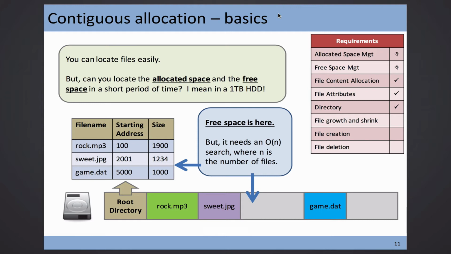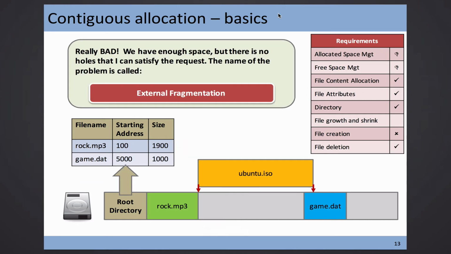Now, let me show you problematic file operations. I mean, possible, but they don't always happen. Is adding a new file like this. Can you find a hole that is big enough? You cannot find a hole which is big enough, but what is the free space available? The free space is enough for the Ubuntu.iso, but there is no such hole. What should you do? Tell me. What are you going to do?